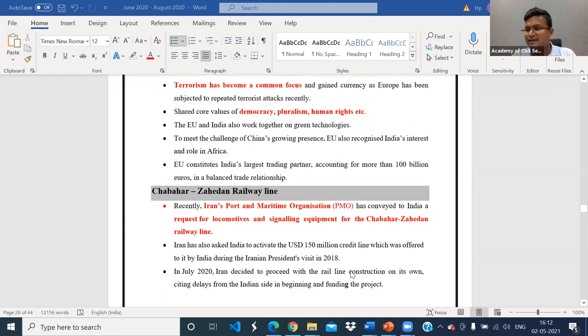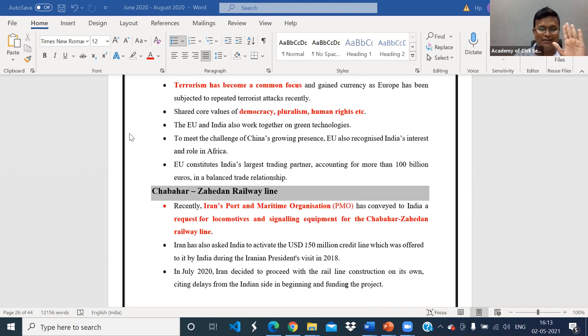Chabahar Zahedan Railway Line. Chabahar, all of you might know, is a port established and funded by the Government of India in Iran, in the Persian Gulf. What is the aim of Chabahar Port? Going through the Arabian Sea to Iran, and from Iran we can go into Afghanistan, and from Afghanistan we can get access to Central Asia, that is, reaching Central Asia without touching Pakistan. That is the aim of Chabahar.